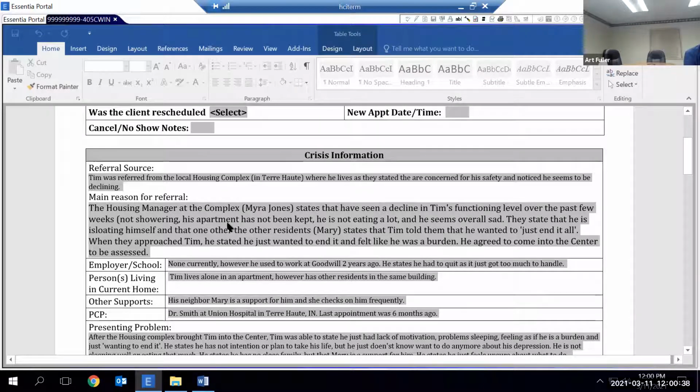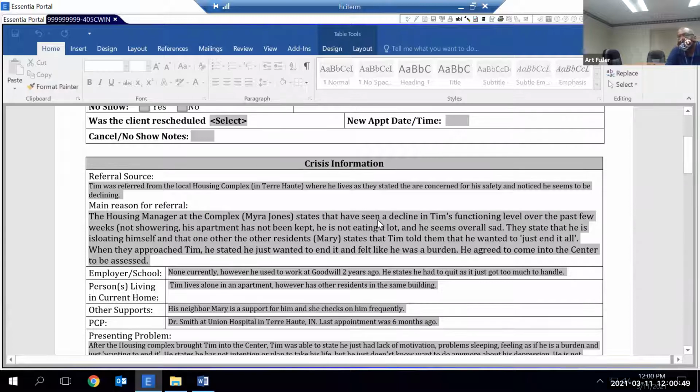The housing manager at the complex. And if we can get the name, that just helps with gathering all the information. Her name's Myra Jones, so we're going to put that in there. She states that she has seen a decline in his overall functioning over the past few weeks, actually. So again, frequency, how long has this been going on? What are specific examples that the referral source is noticing? He's not showering, his apartment has not been kept, he's not eating, he seems overall sad. They state he is isolating himself.